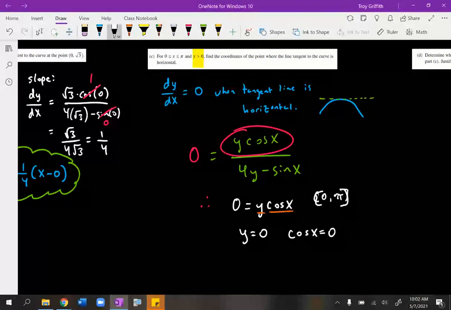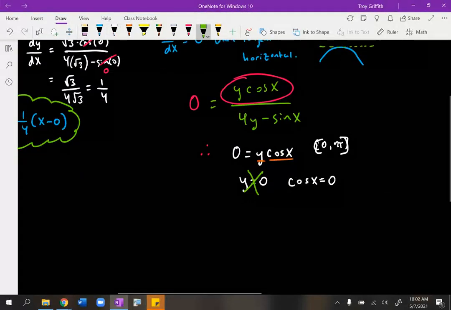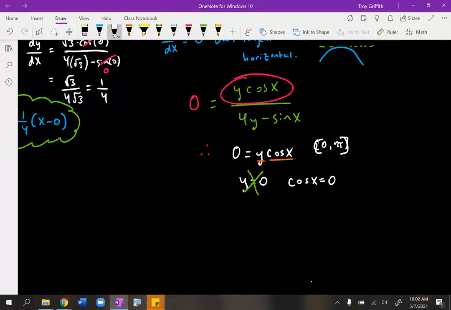Okay. It also says y has to be greater than 0, so I can eliminate this because y cannot be equal to 0. But I can figure out when the cosine of x is equal to 0 by just thinking about the circle. Where does this occur? Well, this occurs at the top of the circle, where x is pi over 2. Okay, so I have half the coordinate right now.